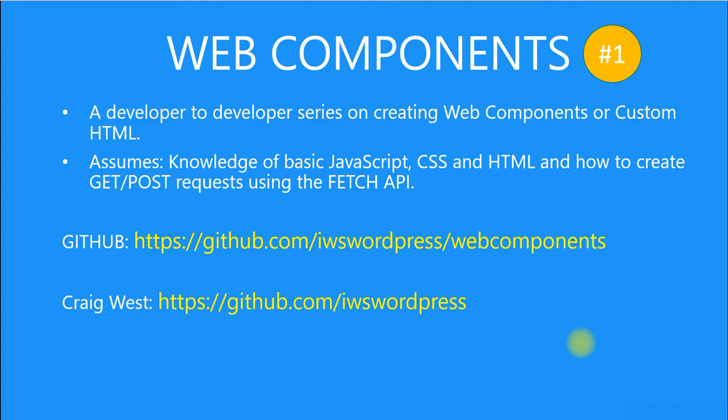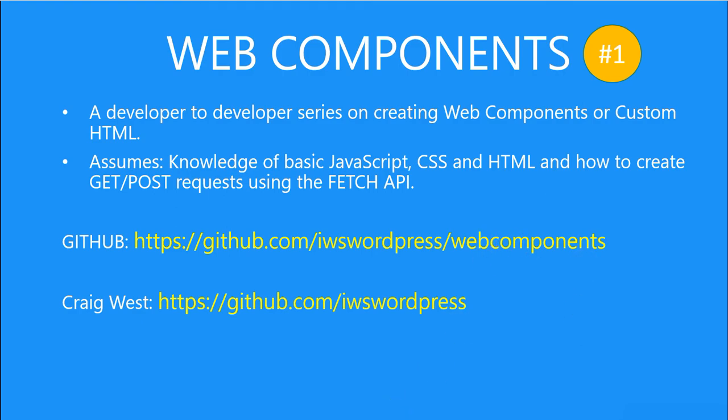Web components are custom HTML tags that work in any browser. They're native to the browser, and basically they extend the HTML element class. So when you have a tag, you can create your own custom tags or extend existing tags. And what we're going to do in this series is go through the repo that is here.